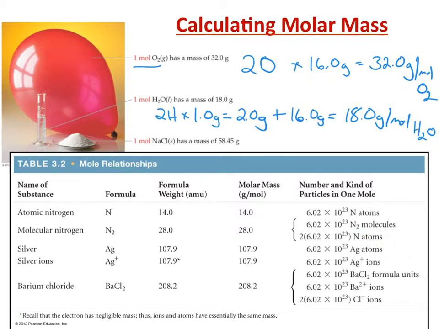But if we were to ask how many nitrogen atoms, well, we have 2 nitrogen atoms in every molecule. So we're going to have twice as many when we talk about the nitrogen atoms in that molecule. So we have 2 times Avogadro's number.